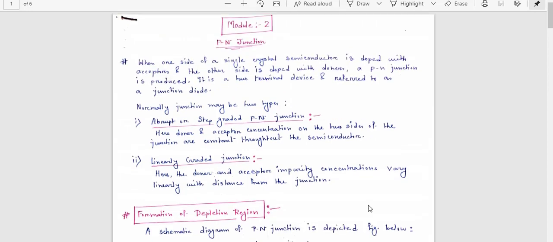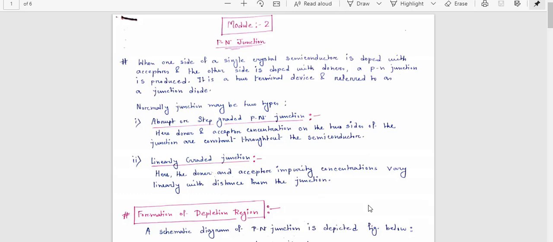Hi students, today we will discuss a new topic, that is PN junction. In my previous lecture I have already discussed semiconductors and their characteristics, and I think all of you know what is P-type and what is N-type, and how P-type and N-type semiconductors are formed. If you don't, then please go through the previous lecture, otherwise you cannot understand PN junction.